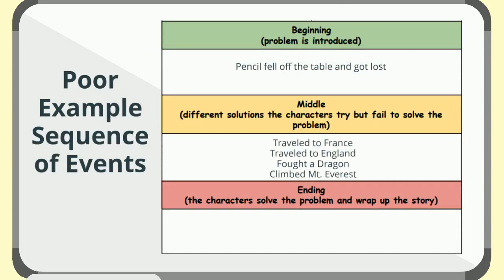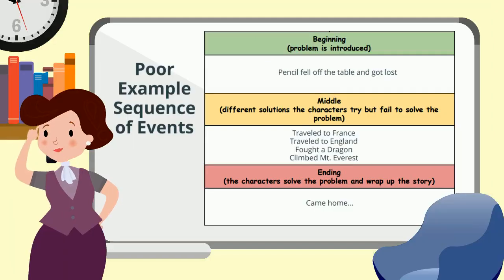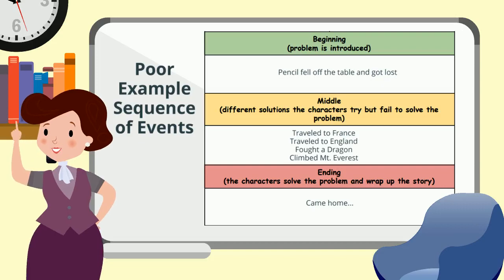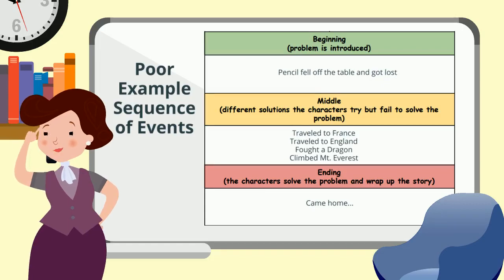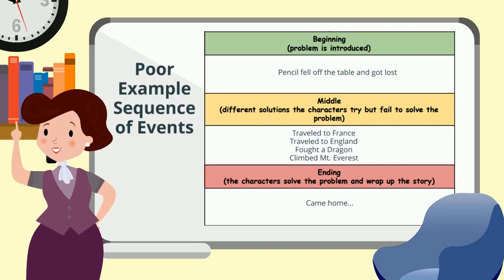Some of the adventures it goes on is that it travels to France, travels to England, fought a dragon, climbed Mount Everest, and then in the end, it came home. This is a poor example because the story is all over the place. The problem, the pencil fell off the table and got lost, makes sense, but then the events of it traveling to France, England, fighting a dragon, and then climbing Mount Everest, it's all over the place. And then the solution that it just came home, that's not solving a problem.